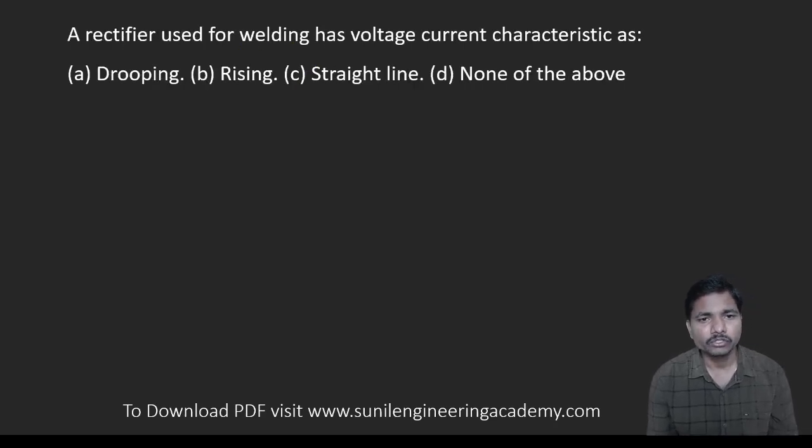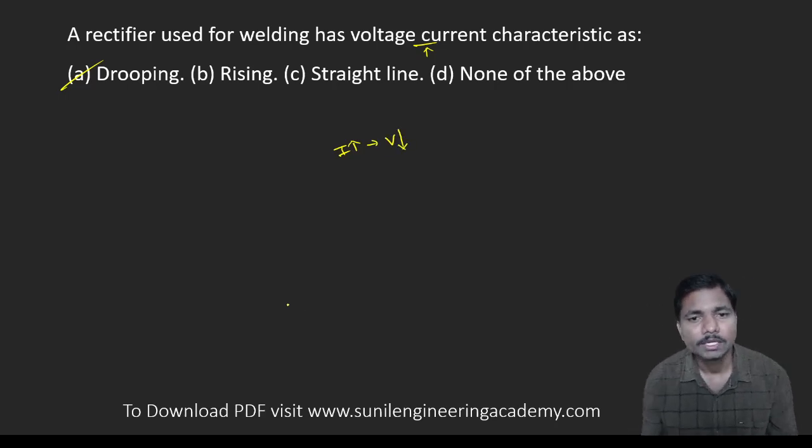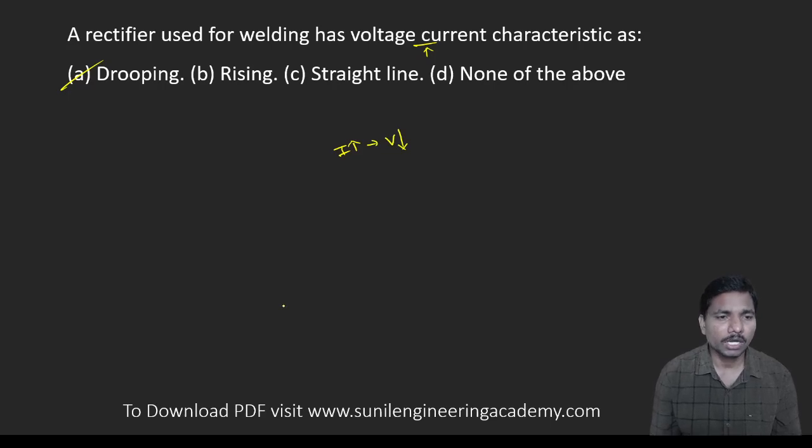A rectifier used for welding has voltage-current characteristics. Voltage-current characteristics are always drooping characteristics. Why? Because as the current increases, the voltage decreases. So the answer is option A, drooping characteristics.